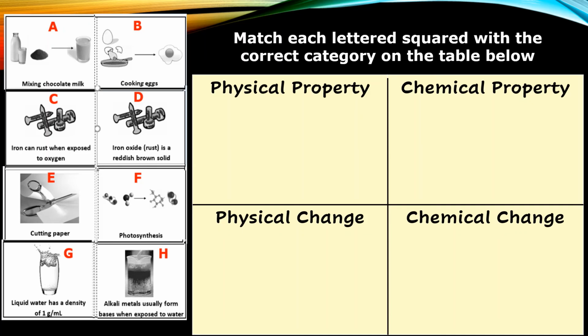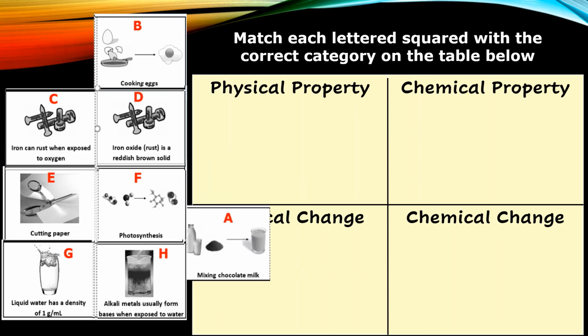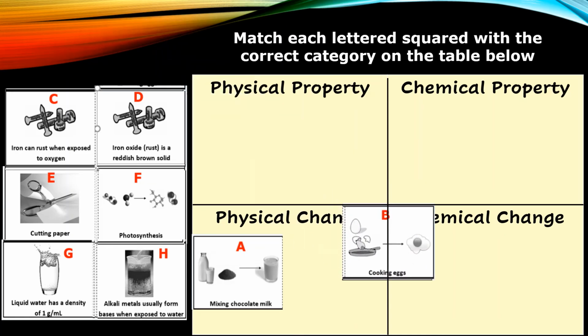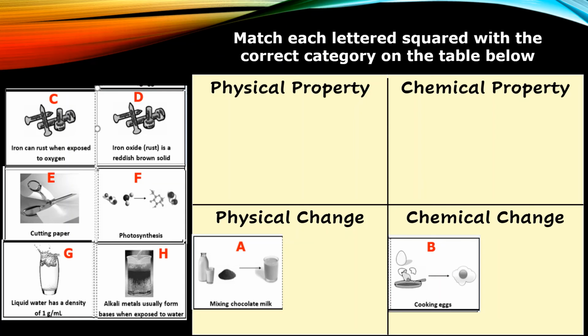We'll start with A, mixing chocolate milk. Well, if you think about it, when you're done, you still have chocolate and you have milk. They're just mixed together. You haven't created a new substance. That's going to be a physical change. If we look at cooking eggs, that has a change in color. And so that is going to be a chemical change. And we can't reverse that. There's no way to go back and make the egg raw again. The heat from cooking it has denatured the proteins and formed new structures, and it can't be reversed.